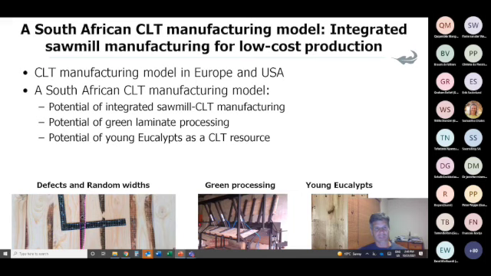One can consider the potential of processing some parts of CLT green, and also another thing that we've been looking at is the use of young eucalyptus as CLT. So as long as we don't go with a European and American model of CLT manufacturing, I think there's a lot of potential for reducing the cost of CLT in South Africa.